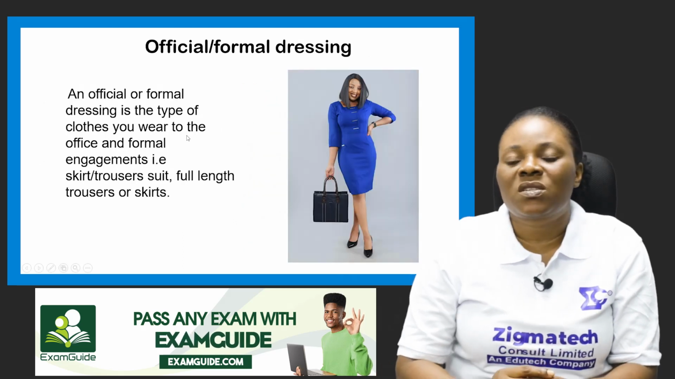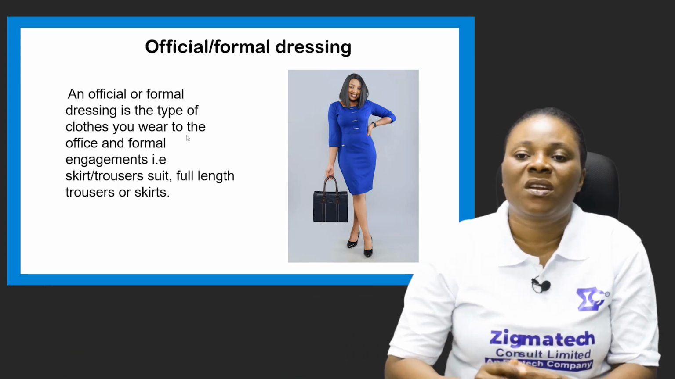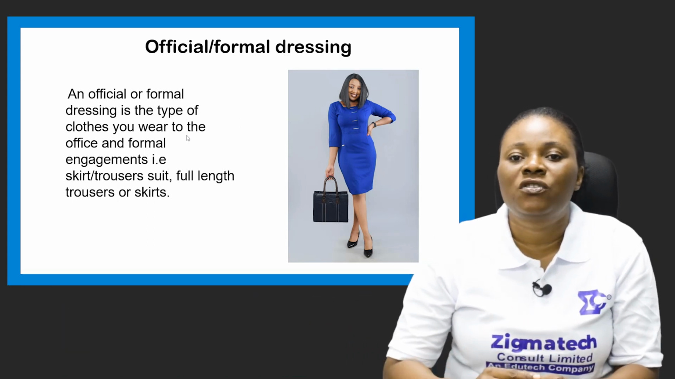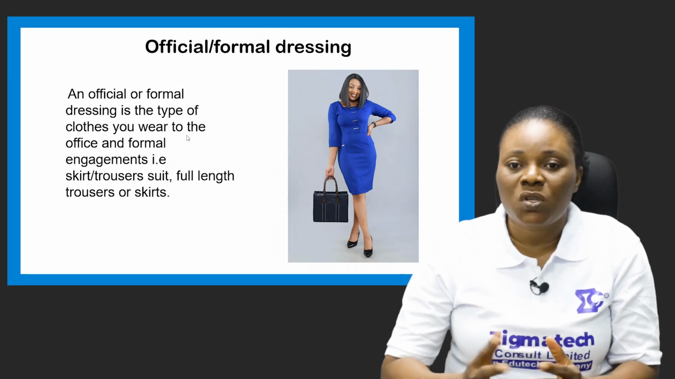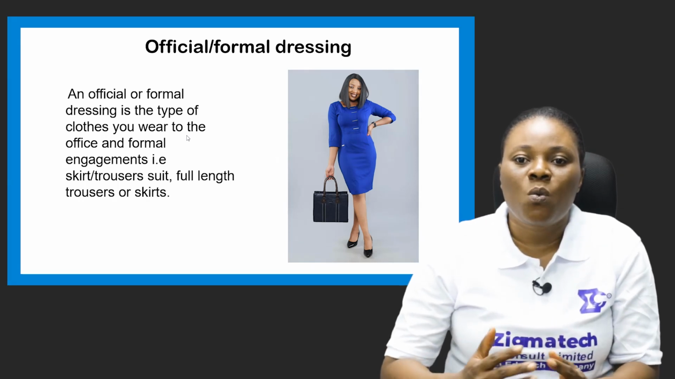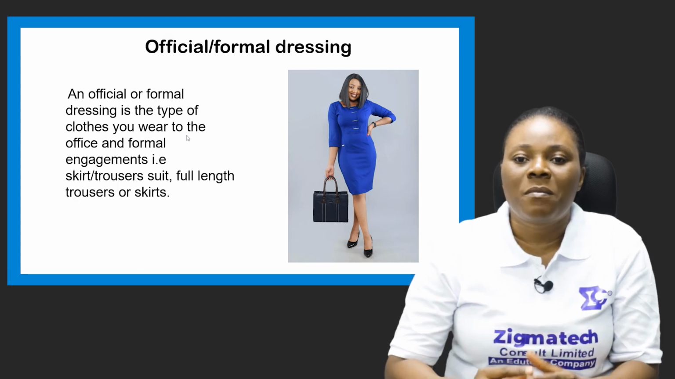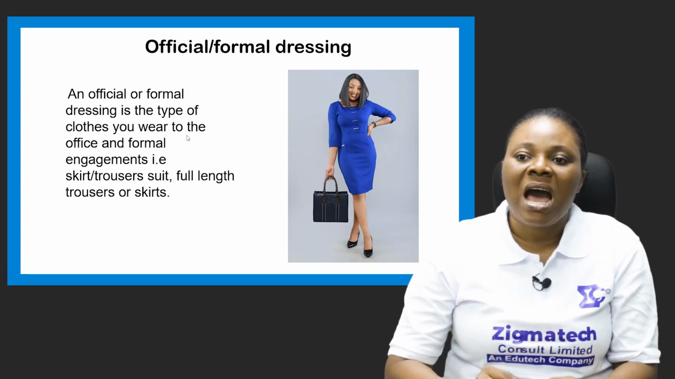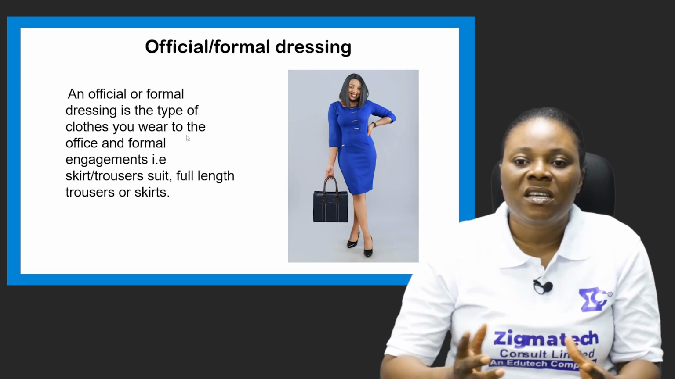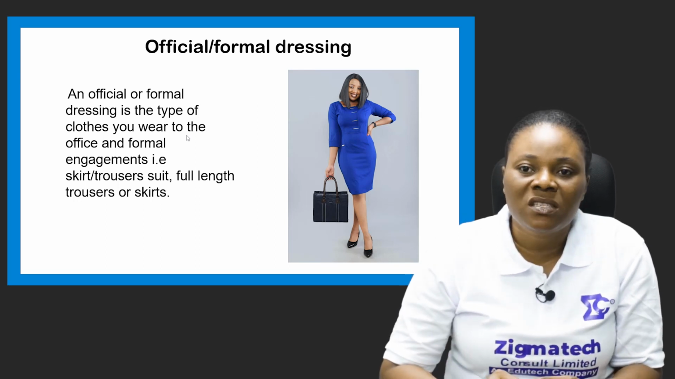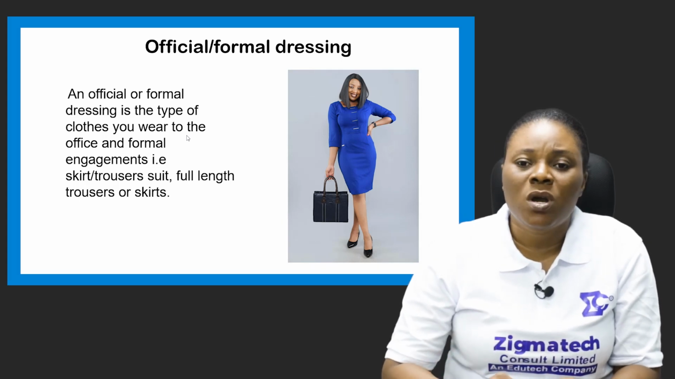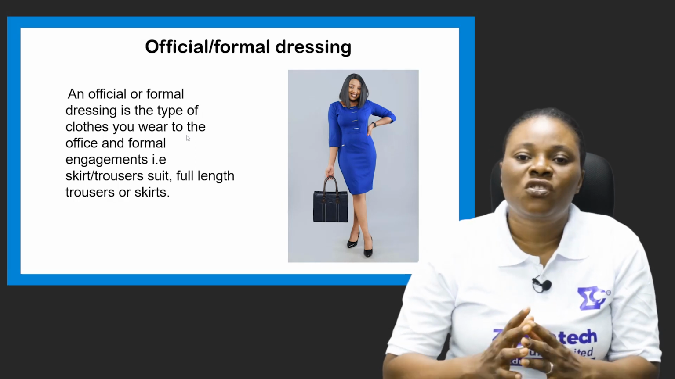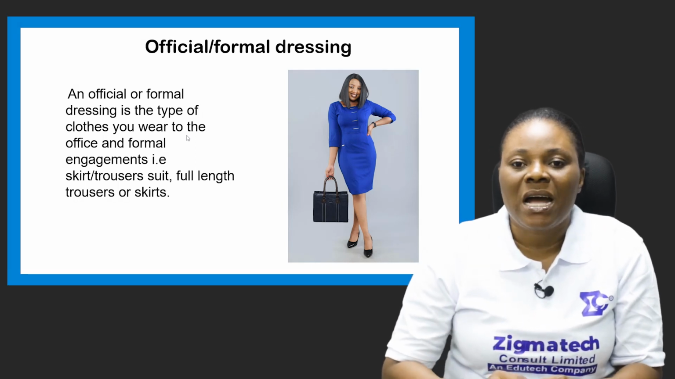The third type of dress code is the official, or we can also refer to as the formal dressing. This is the official or the formal way of dressing in most organizations. This is the type of clothes you wear to your office or for formal engagements. Maybe you have a meeting to attend, you have an interview to attend, you are a receptionist, you are the director of your office, you are holding a vital position. Remember, if you're working in an establishment, you are working there as an ambassador. So you must dress neatly and smartly at all times.